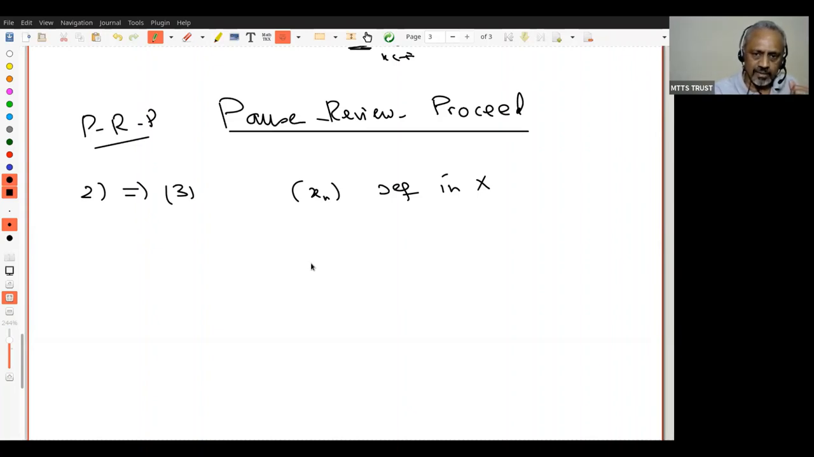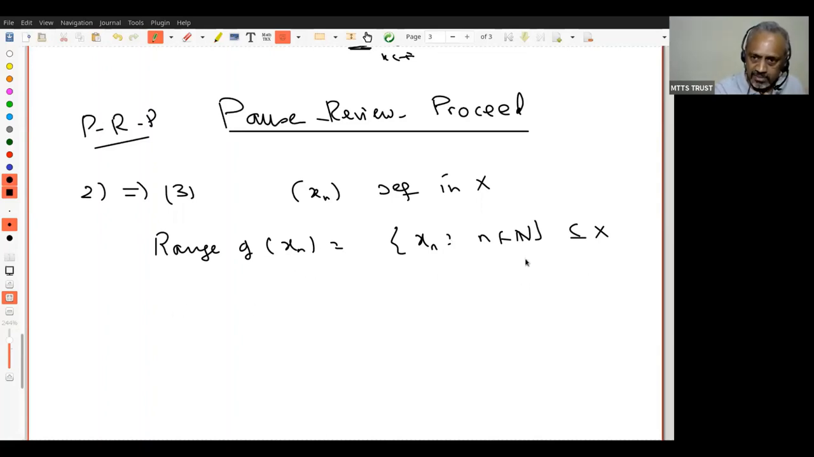How will I do that? Let's look at the range of the sequence. The range of the sequence, by definition, is the collection of all nth terms as n varies over the natural numbers. This is a subset of X. You understand that? Whereas x_n is not a subset. x_n is a function from natural numbers to X, whereas this is a subset of X. If the sequence is a map from natural numbers to X, then this is x(n). You understand that? Okay.